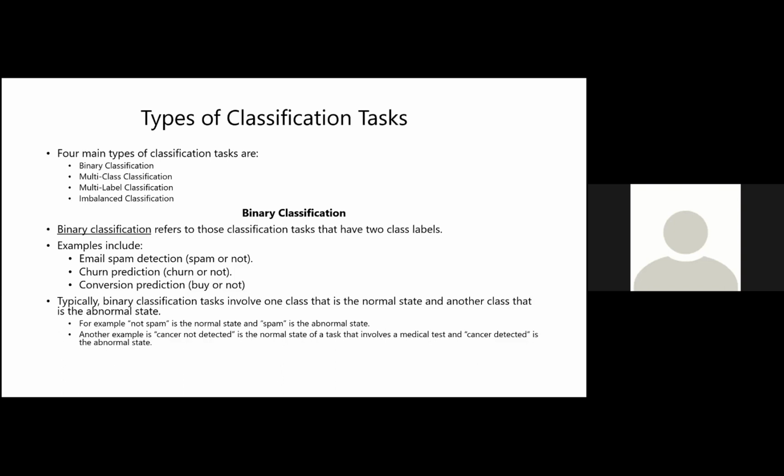So typically in binary classification, one class is a normal state, another class is an abnormal state. So coming to our email spam detection, having a label called non-spam is a normal state, but having a label called spam is an abnormal state. Similarly, having cancer is an abnormal state, and not having cancer is a normal state.